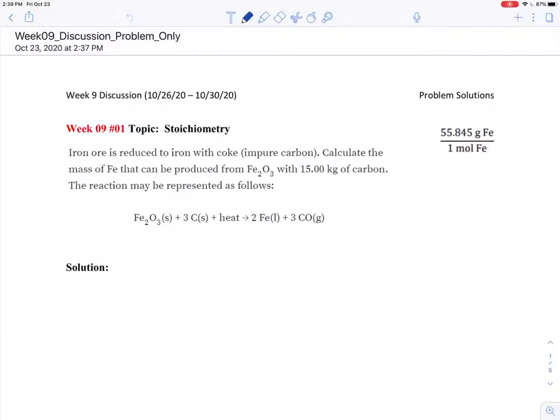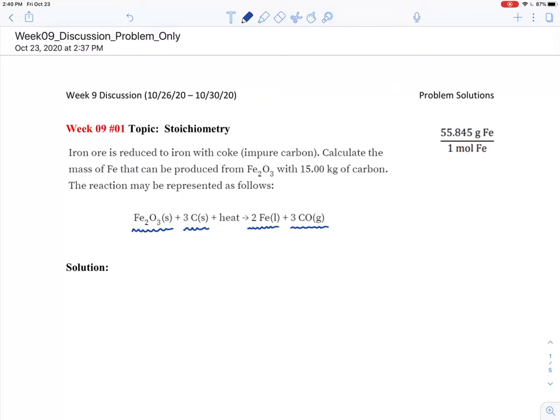Okay, so this is week 9. The first question is stoichiometry. Iron ore is reduced from iron oxide with coke, which is a carbon. So this is your iron oxide, which is rust, and this is coke, which is carbon. You burn this iron oxide with a lot of carbon, and then you are reducing the iron oxide into the iron, and these things are coming out as byproducts.